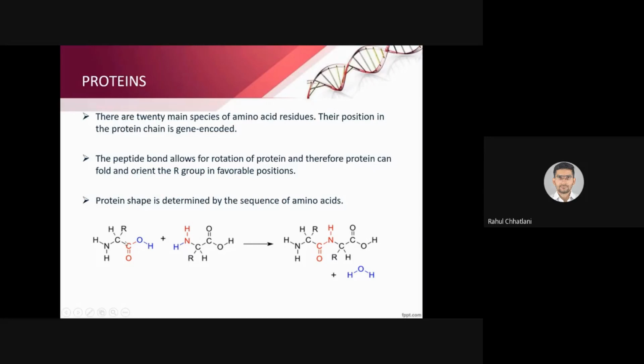Which bond forms between two amino acids to form a protein? We discussed it right here: the peptide bond. The peptide bond forms between two amino acids, and it is a strong bond. And anywhere hydrogen is bonding along with oxygen, nitrogen or carbon, that will mainly be a hydrogen bond.